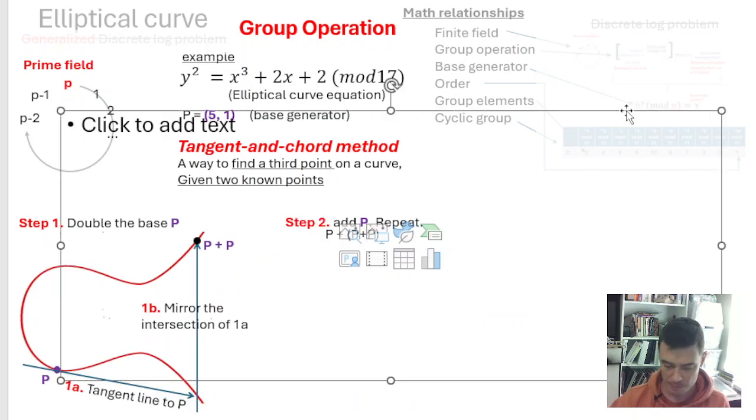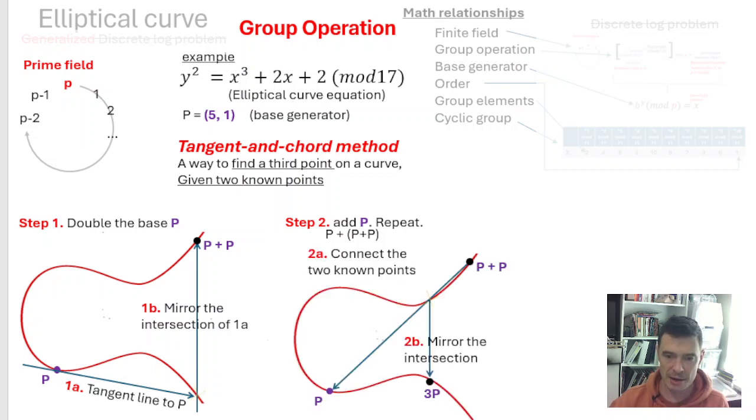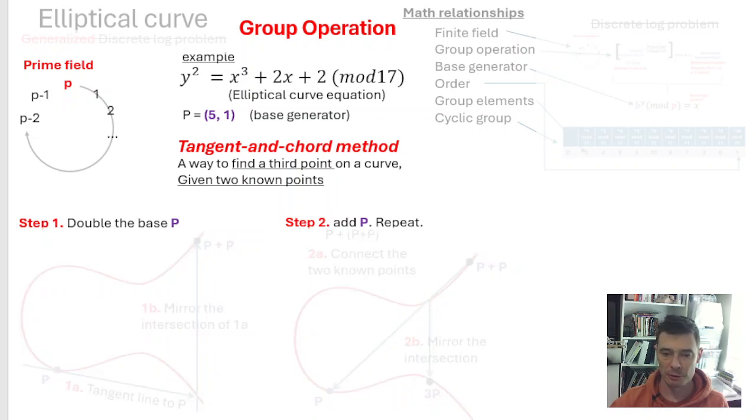And for step two, we're going to add P. So what we're doing is we're taking this P plus P and we're adding the original point P. And again, we're going to connect these two points. This is now where they intersect on the curve. So we mirror from that, and this is what gives us our answer of 3P.